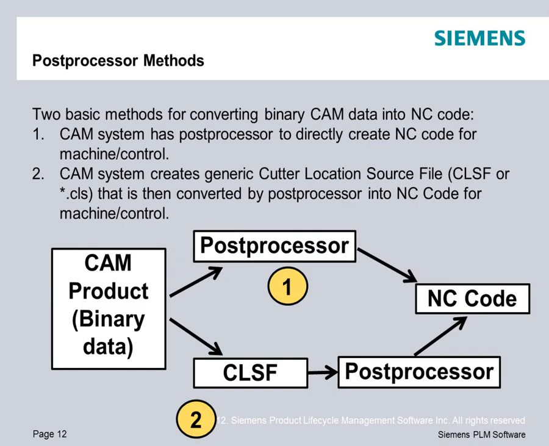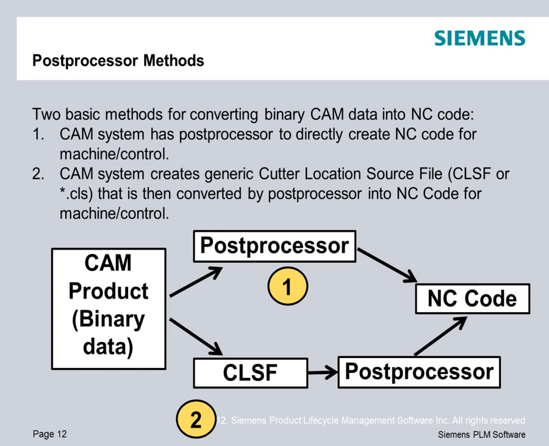There are two basic methods for converting this binary CAM data into NC code. There's a one-step method and a two-step method. Step number one, or option number one, is the one-step method. The post-processor is delivered with the CAM system, and it creates the code directly for that specific machine or control.